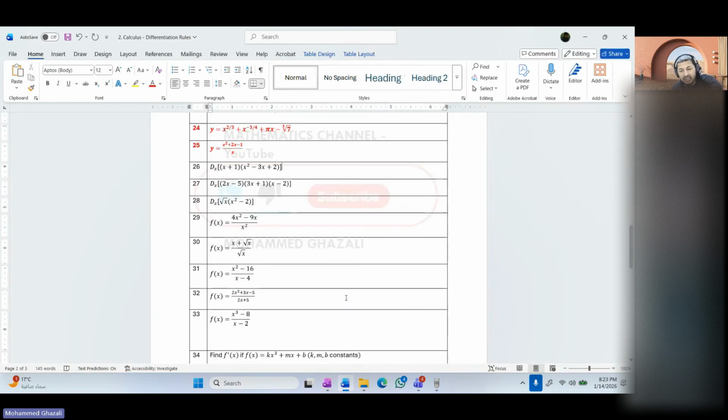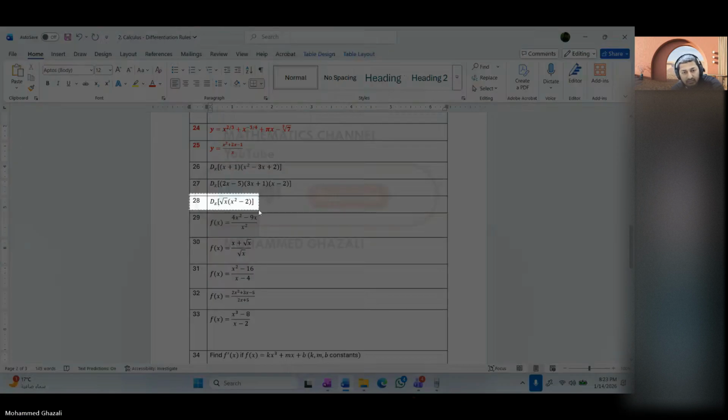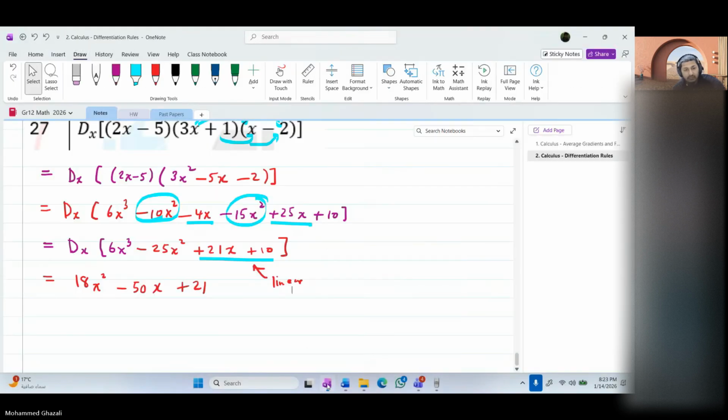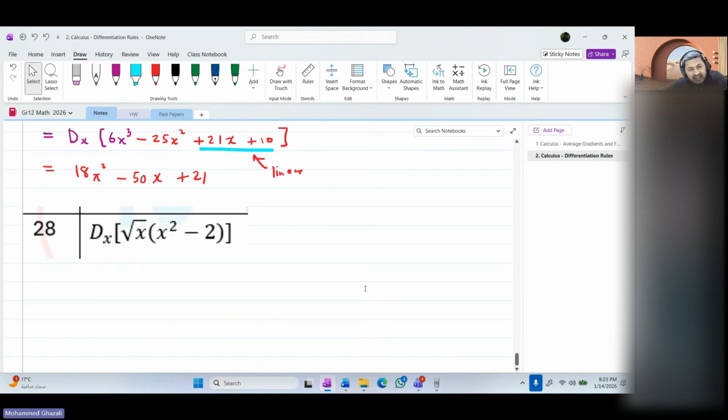Right, so question 28 is a little bit much easier. So we have d/dx of root x into x squared minus 2. So this is not in power form. So put it in power form.